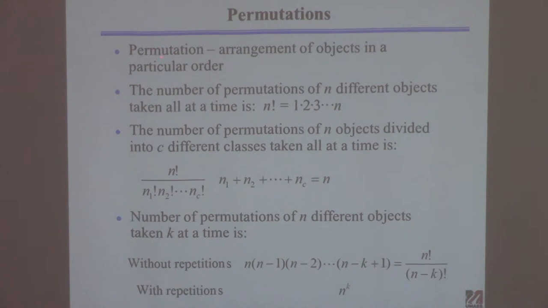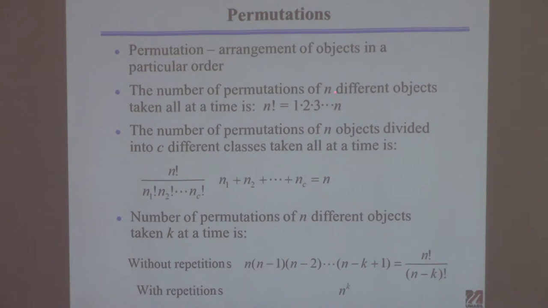Okay, so the difference between permutation and combination is that in a permutation, the arrangement of the objects matters. Okay? So for example, in a permutation, ABC is different than ACB. But in a combination, they're the same thing, because order doesn't matter in a combination. Okay?